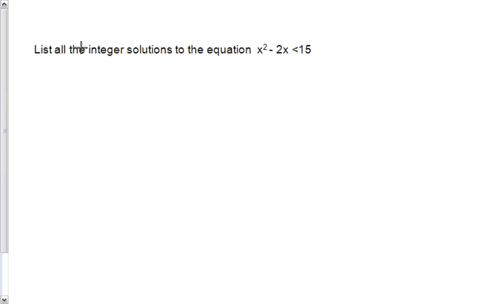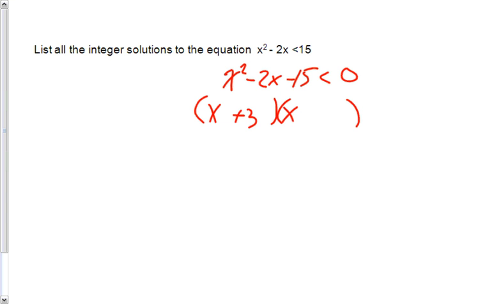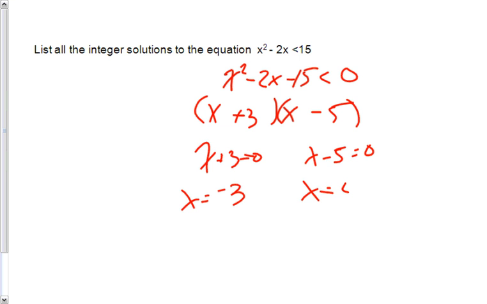We have our final question. List all the integer solutions. Alright? So we actually have to solve it and see where our range is and then list the integers, okay? First step is to subtract 15. It's less than 0. Factor. x plus 3, x minus 5. Okay, I'm getting better at this. x plus 3 equals 0, x minus 5 equals 0, x equals minus 3, x equals 5. Sign chart, yes, we still need to do it.